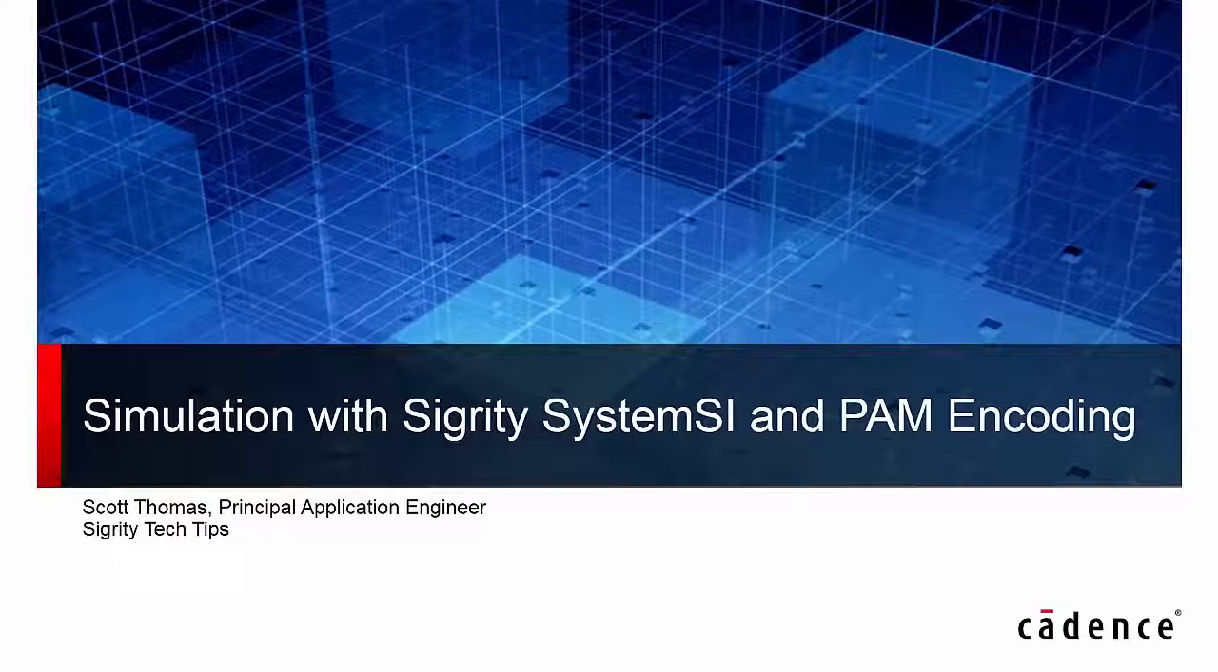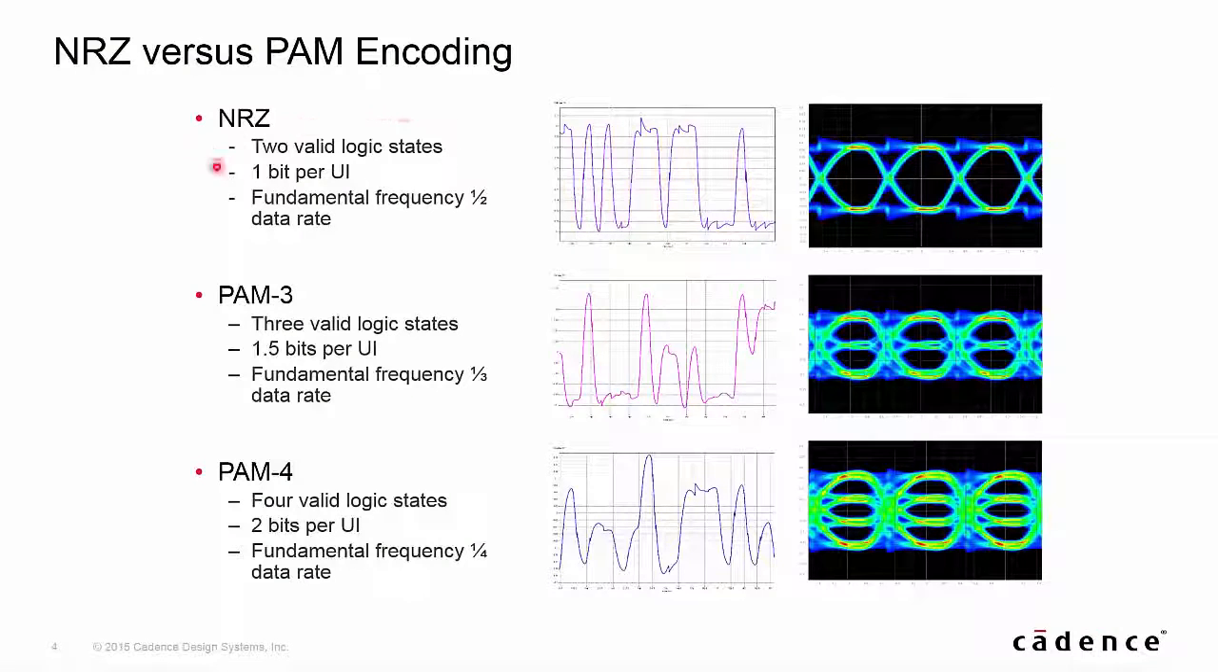So let's look at NRZ versus PAM encoding. NRZ is what we're used to. It has two valid logic states. So there's a logic high and a logic 0. 1 bit per UI is represented in the SerDes channel, and the fundamental frequency is 1/2 the data rate. So we can look at the eye over here. It's the eye that we're commonly seeing, a big wide open eye.